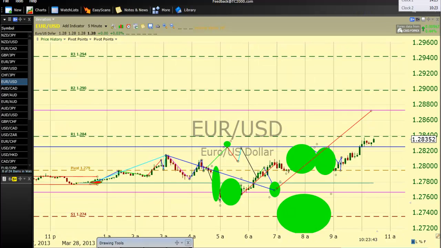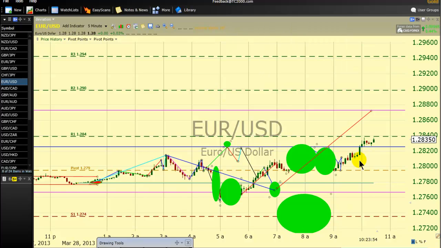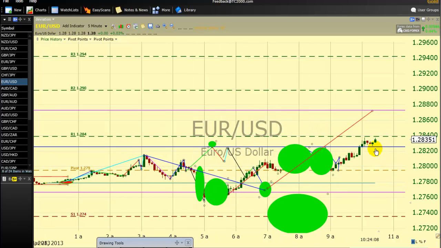Traders, let's continue with this exercise. The time in London now is 23 minutes past 2 p.m., in New York, 23 minutes past 10 a.m. So we were here when we stopped the video. The price was just above the blue line, if you remember. Now it pulled back a bit, as you can see on this 5-minute chart.